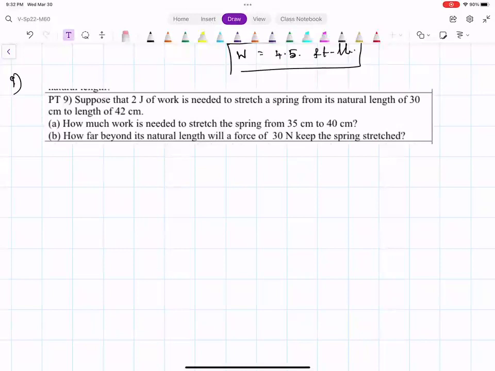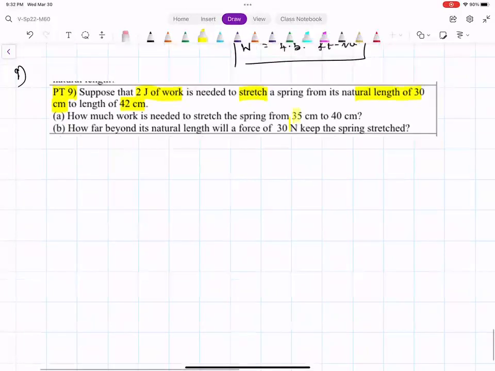Let's try number 9, which is also on the practice exam. Suppose that 2 joules of work is needed to stretch a spring from its natural length of 30 centimeters to a length of 42 centimeters. A, how much work is needed to stretch the spring from 35 centimeters to 40 centimeters? B, how far beyond its natural length will a force of 30 Newtons keep the spring stretched?